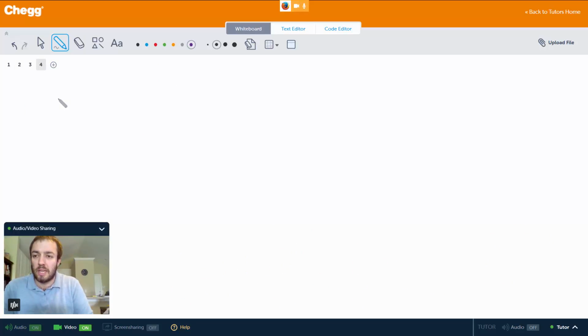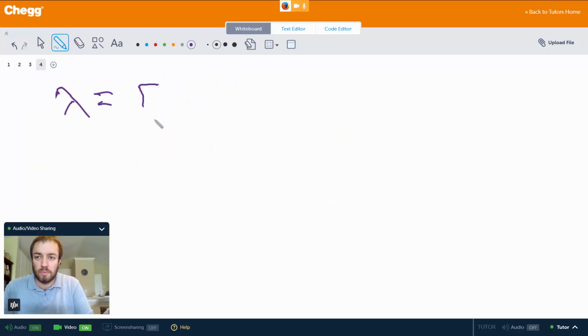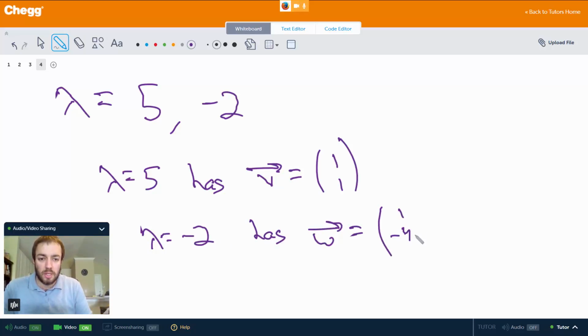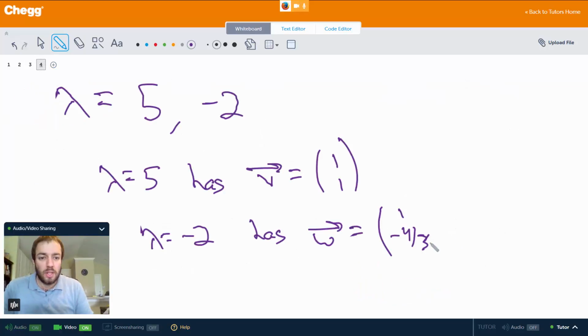And so we have two eigenvalues, lambda equals 5 and -2. Lambda equals 5 has the eigenvector v equals 1, 1, and lambda equals -2 has the eigenvector w equals 1, -4 thirds. Is that right? Yes, 1, -4 thirds. Okay, so this has been an example of finding eigenvalues and eigenvectors for a 2x2 matrix.